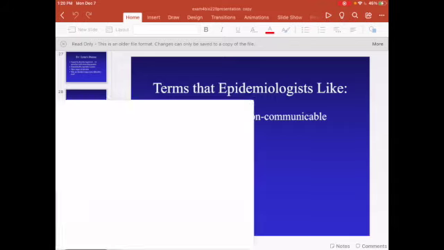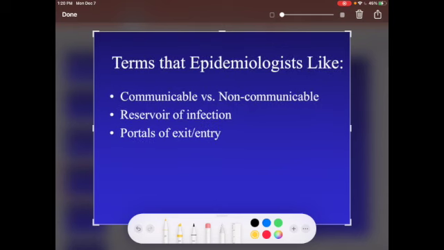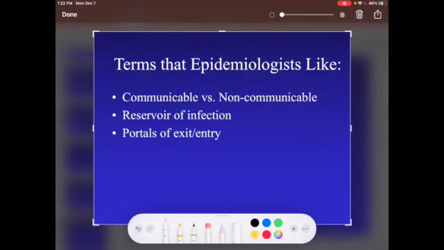Terms that epidemiologists like: communicable diseases versus non-communicable diseases. This means, are they contagious or not? Non-communicable means not contagious. Communicable means contagious. You can pass it from person to person. So, COVID is contagious. The flu is contagious. The mumps, measles, contagious. HIV, contagious.